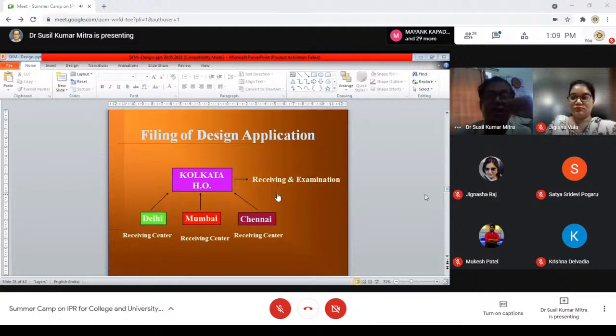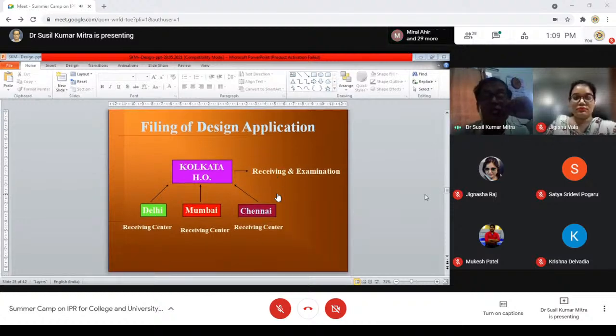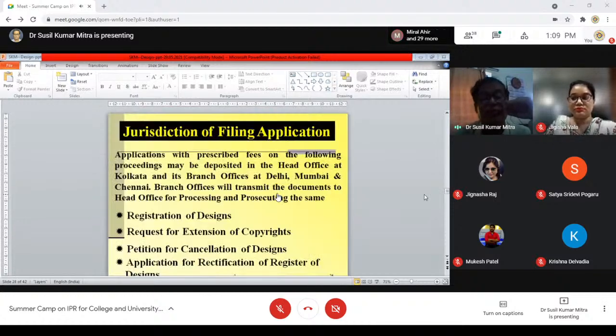And now the jurisdictions are also given: for registration of design, for extension of copyright, for cancellation and rectification of the register, you can file the application in any of the 4 offices, but only the Kolkata office will take the appropriate step, and the respective branch office will transfer the application to the Kolkata office for further action.